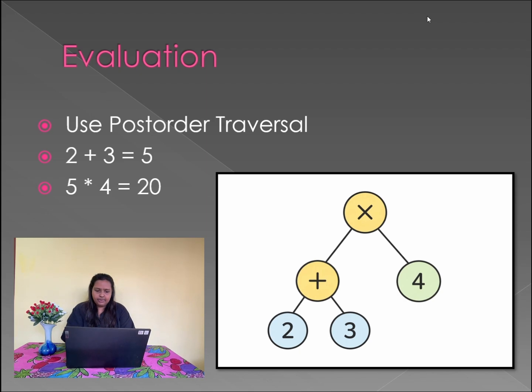In this example we start with 2 plus 3, which gives us 5. Only after that we apply the multiplication with 4. So finally 5 multiplied by 4 gives us 20. This is why postorder traversal is the best and correct way to evaluate an expression tree.